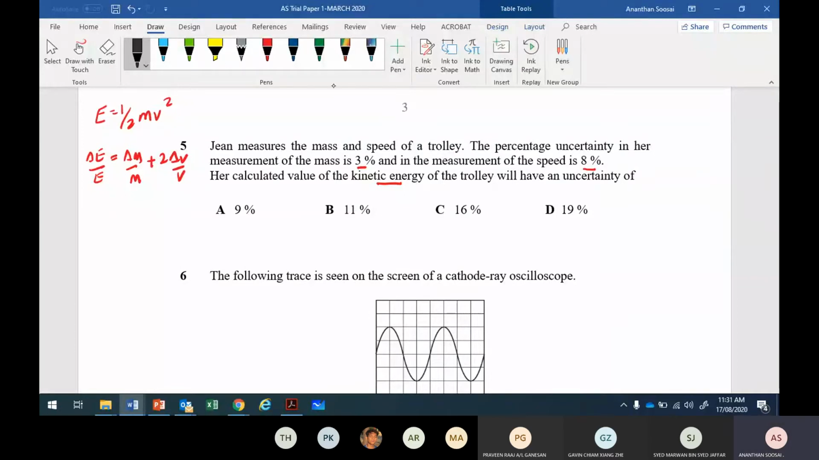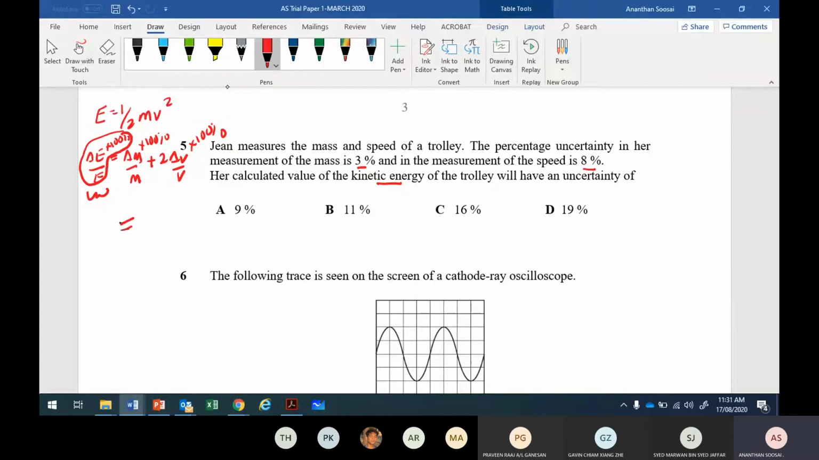So they're asking what? They're asking for the percentage of kinetic energy. If they're asking for percentage, I imagine we multiply by 100%. So this is your question: the percentage uncertainty for kinetic energy. This is your percentage uncertainty of kinetic energy.